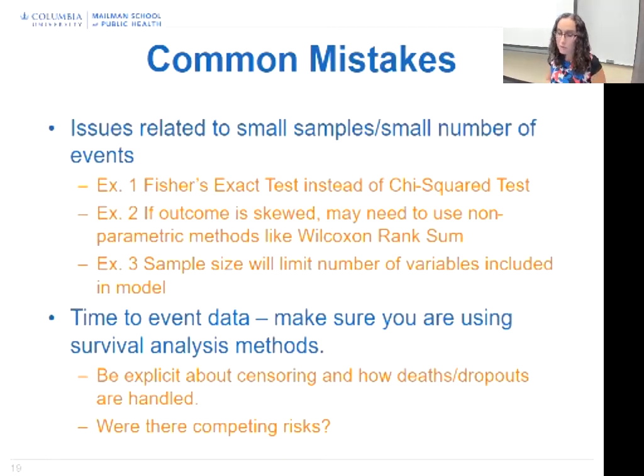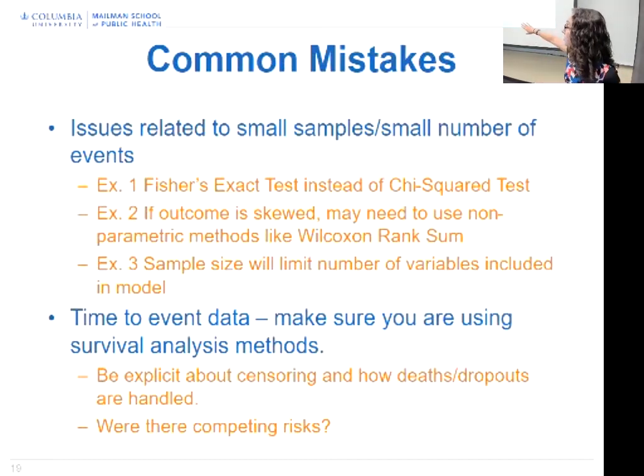The last common mistake that I wanted to mention is related to time to event data. The first thing is you want to make sure you're using survival analysis methods. If you're modeling time to first heart attack, time to readmission, any of those types of things that involve time to the event, you want to use a survival analysis technique. Kaplan-Meier is the most common, Cox proportional hazards, those sorts of things. Related to how you write up your methods section, you need to be explicit about censoring. What is censoring in your study? How are people censored? How are you going to handle deaths or dropouts? All of that information needs to be given to the reader.